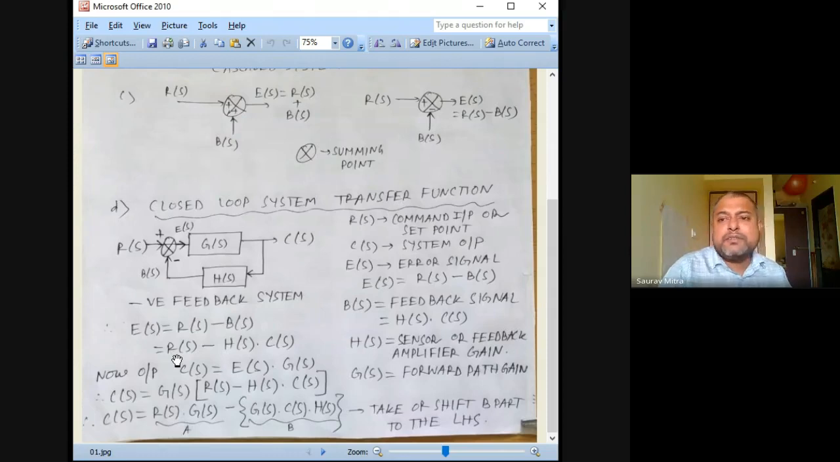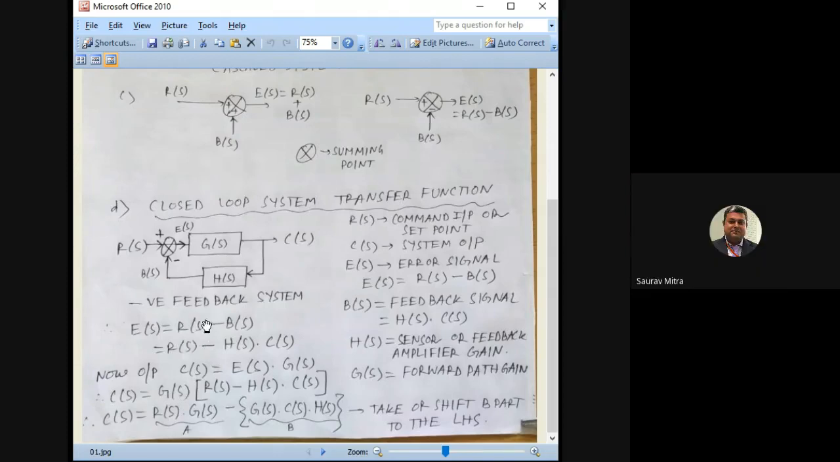So in this proof, if this is the system, what is CS by RS? What is the transfer function of the system? To know that, we have to assume either positive feedback or negative feedback. In this case, we have assumed the feedback to be negative. So this proof has two steps. The first step is to find the equation of ES. ES we have found as RS minus HS into CS, because of negative feedback.